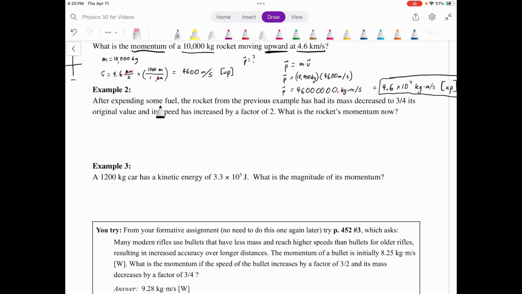All right, let's try this one. So after expending some fuel, the rocket from the previous example has had its mass decreased to 3/4 its original value, and its speed has increased by a factor of 2. What is the rocket's momentum now? So it's saying that, it lost some fuel, so it got lighter, but it also got faster, and we want to know what would be its new momentum, okay?